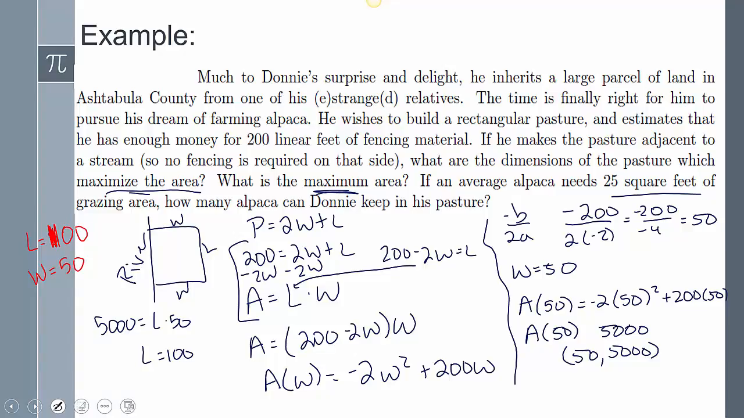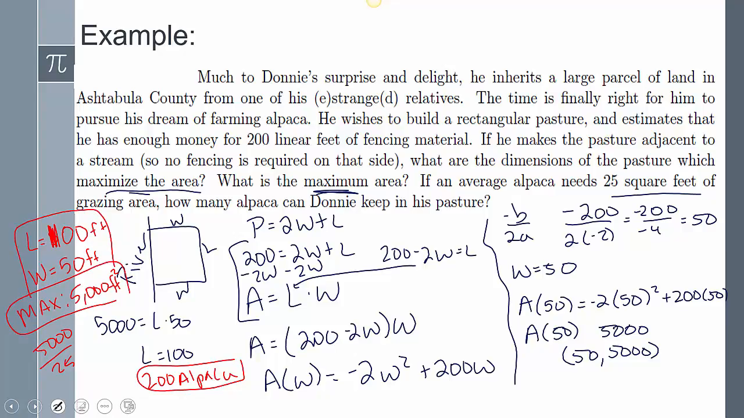It says, what is the maximum area? The max area is going to be 5,000 square feet. And then it says, how many alpaca can Donnie keep if an average alpaca needs 25 square feet? That means I have to take this 5,000 area and divide it by 25. Because it's 25 square feet per alpaca, that means I'm going to have 200 alpaca. So those are going to be the answers to every single element there.